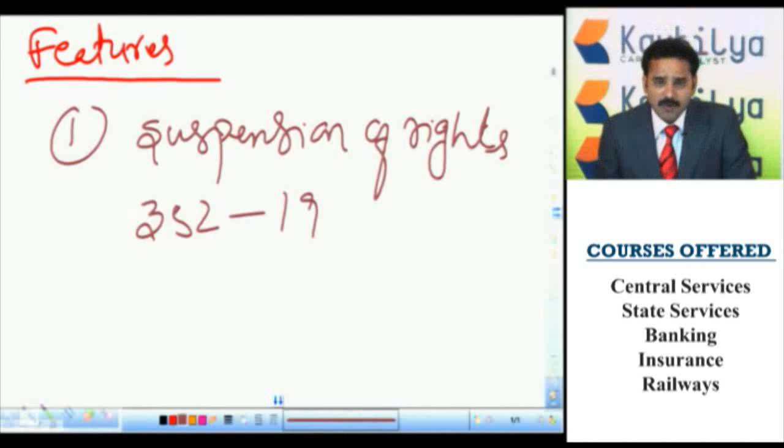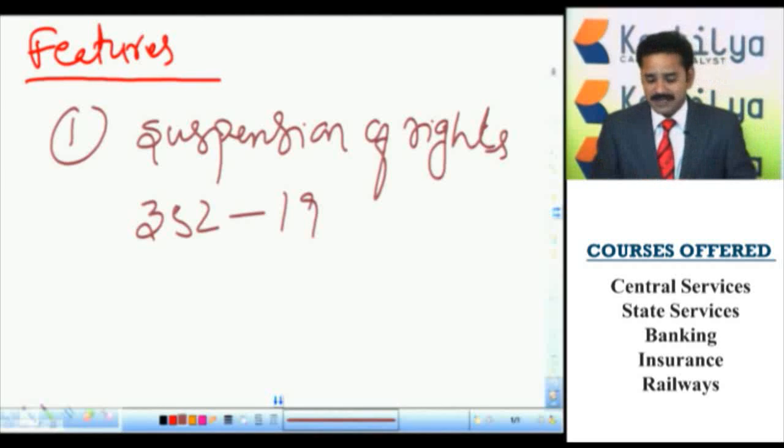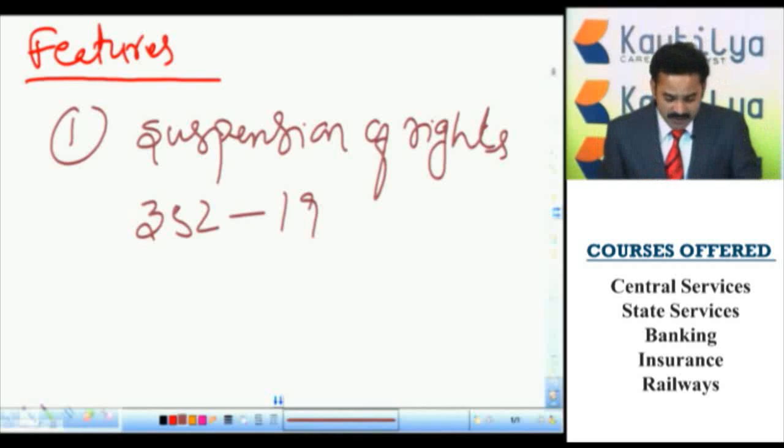Article 32 provides constitutional remedies for the fundamental rights. Under Article 32, an aggrieved person can move to the court for the enforcement of his right. But whenever the fundamental rights are suspended during the operation of a national emergency, he cannot move to the court, because Article 32 is also suspended. This is the first feature: suspension of fundamental rights.